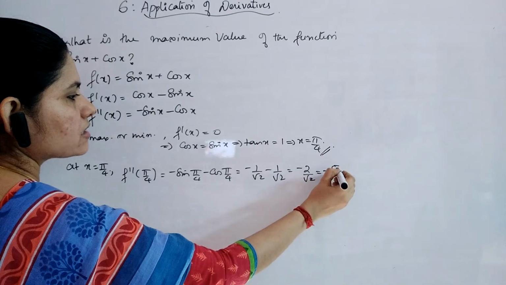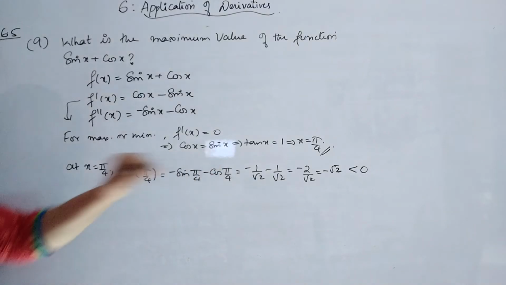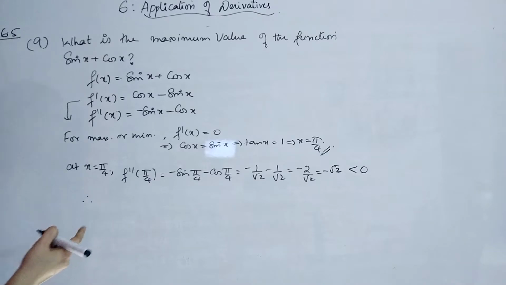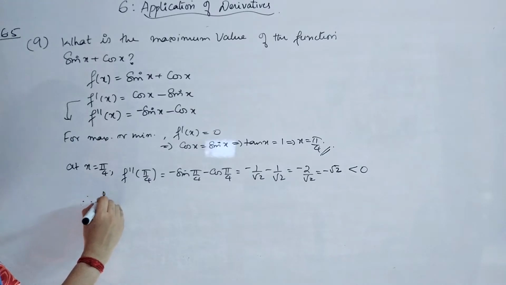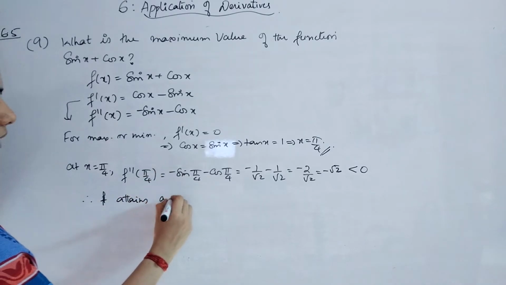Now again it is a negative value, that means you can say that f double dash of x at that point is less than 0. If it is less than 0, you will get a maximum value. Therefore f attains a maximum value. This will decide that it has a maximum value or not. Attains a maximum value.